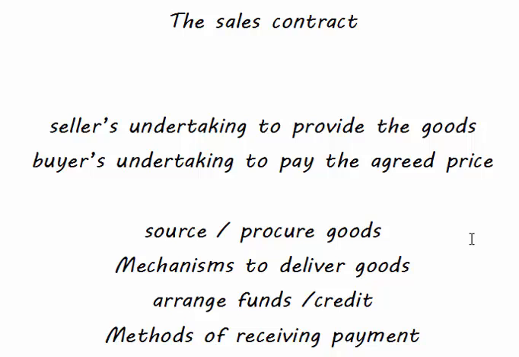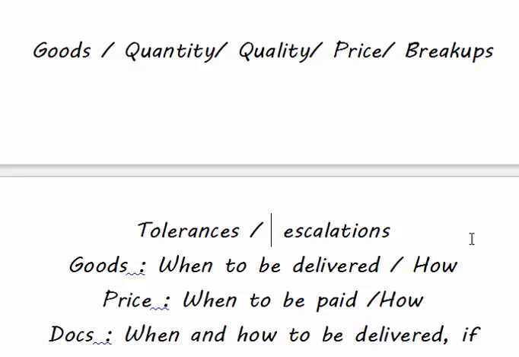Either he has to take a loan or find buyer's credit and supplier's credit to pay for the goods. And he has to decide upon the methods of payment, how the payment will be made, whether it will be under collection, under credit, open account, or advance payment. These things have to be decided on.